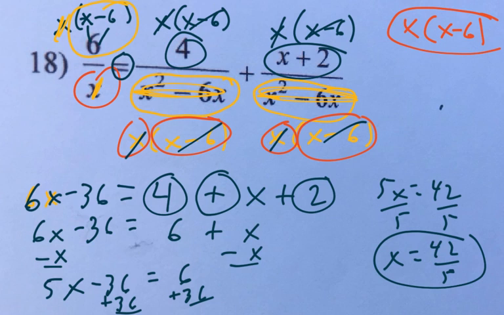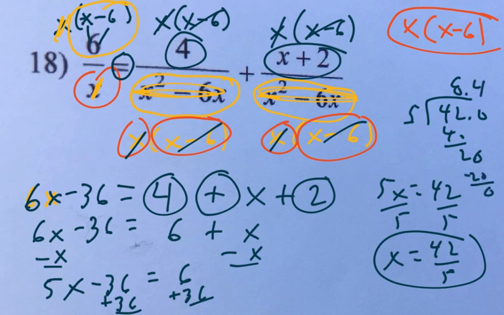All right. What is 42 divided by 5? I don't have my calculator with me, guys. So 8 times 5 is 40. 2 left over. And I add a decimal and a 0. So 8.4. 4 times 5 is 20, right? Yep. So my correct answer is 42/5, or 8.4.